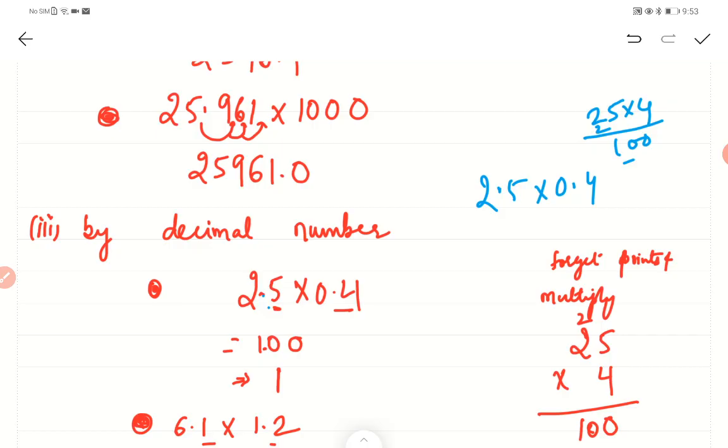After you get this answer, you are going to place the point. There is 1 digit in 2.5 and 1 digit in 0.4, so you will place the point after two digits. Your answer is 1.00. Okay, let me take one more example.